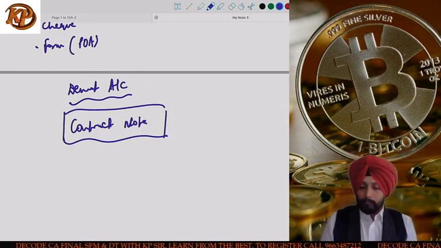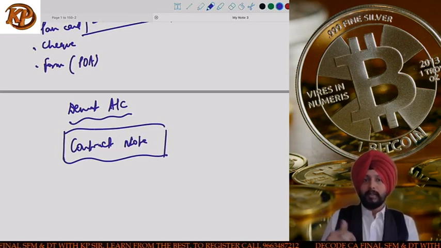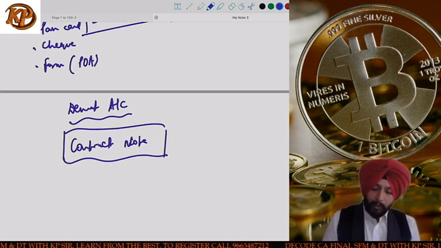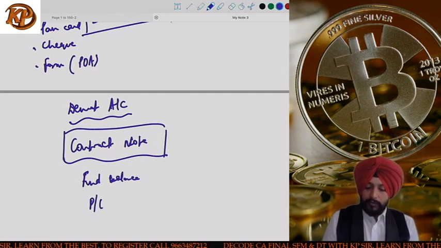So in your demat account, you will find the list of shares that you're holding, plus they will also show you your fund balance. You will find the details of the fund balance. You will find all the profits and losses you have made.